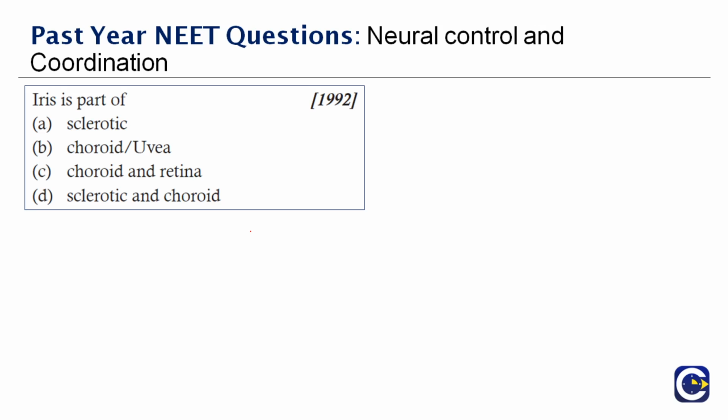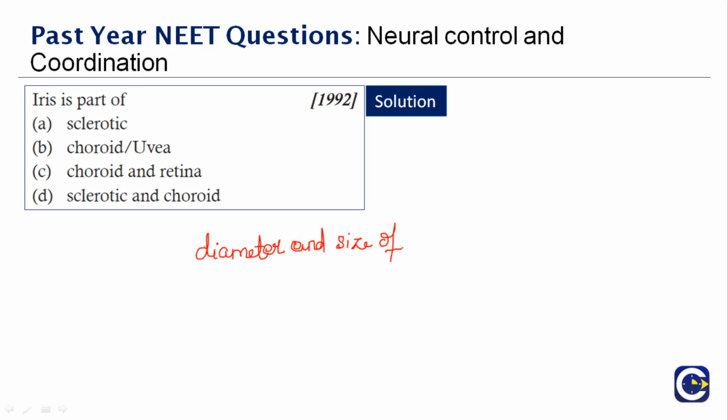Next question here. Iris is a part of dash. Before we go into the answer, let's discuss a few points about the iris. So what is this iris basically? In humans and most mammals and birds, it is a thin circular structure in the eye responsible for controlling the diameter and size of the pupil, and thus the amount of light reaching the retina.